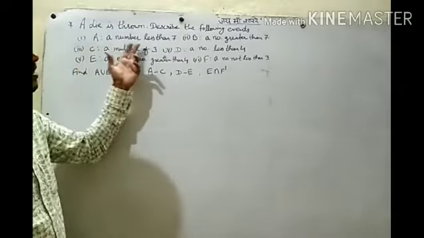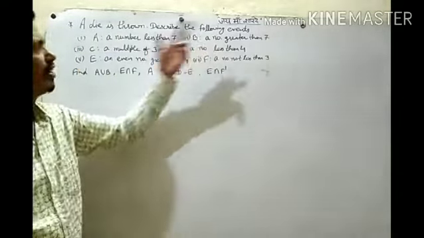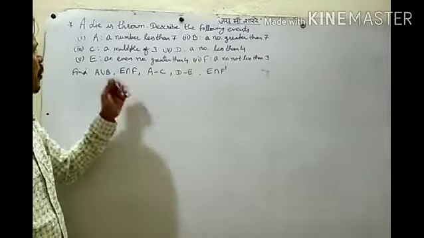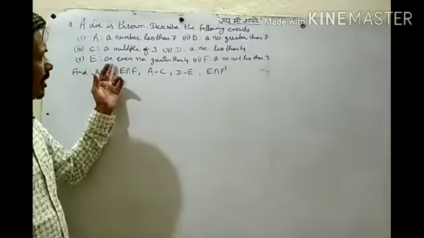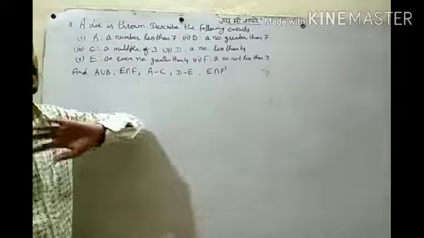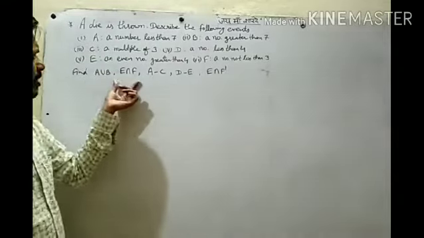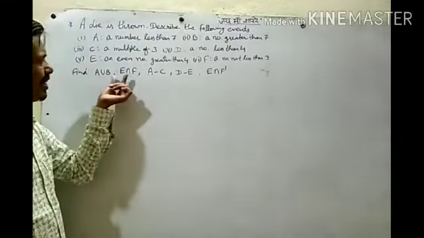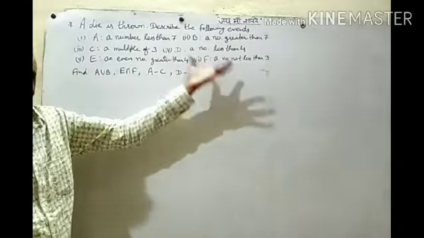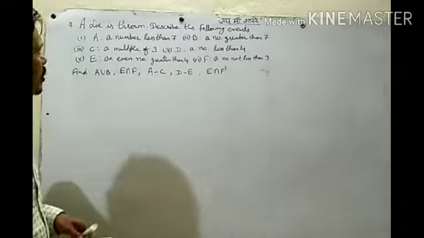Event A is a number less than 7, event B is a number greater than 7, event C is a multiple of 3, event D is a number less than 4, event E is an even number greater than 4, and event F is a number not less than 3. Then we'll find some events: A union B, A or B, E and F, A minus C, D minus E, E but not F. Okay?